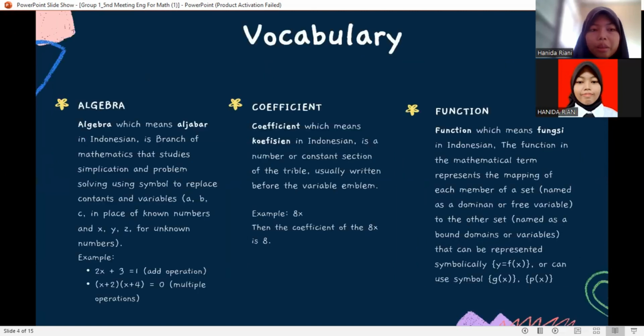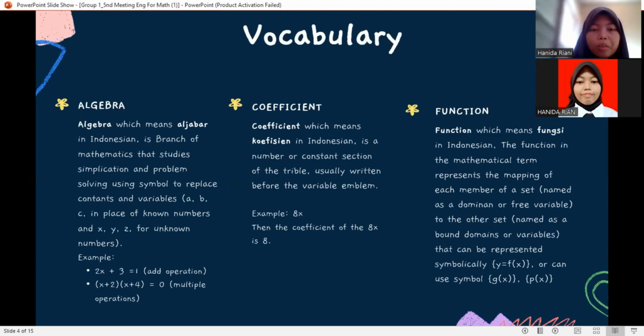Vocabulary. Number 1, algebra. Algebra, which means aljabar in Indonesian, is a branch of mathematics that studies simplification and problem solving using symbols to replace contents and variables: a, b, c in place of known numbers and x, y, z for unknown numbers. Example, 2x plus 3 equals 1. We use an add operation, so we have x plus 2 times x plus 4 equals 0.